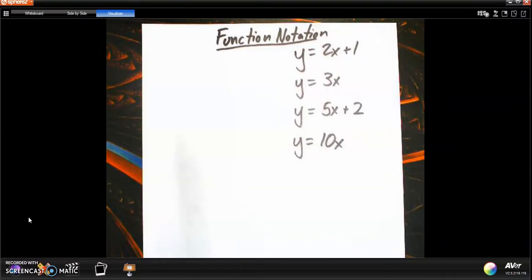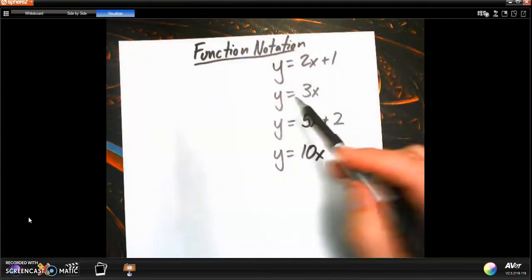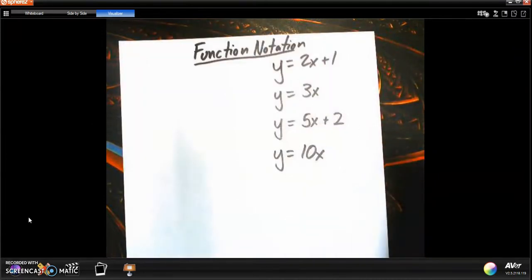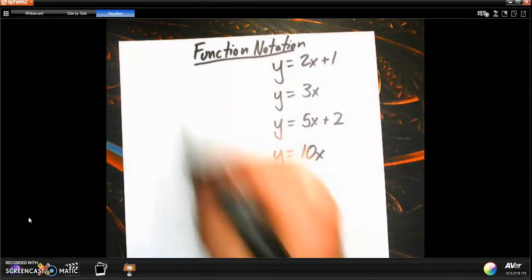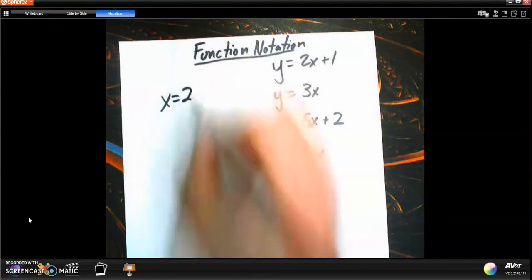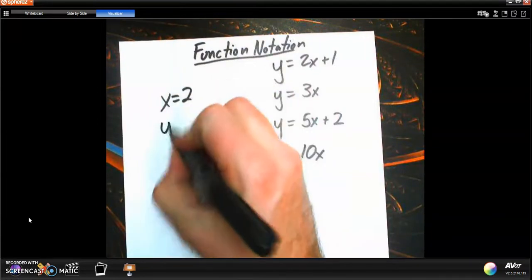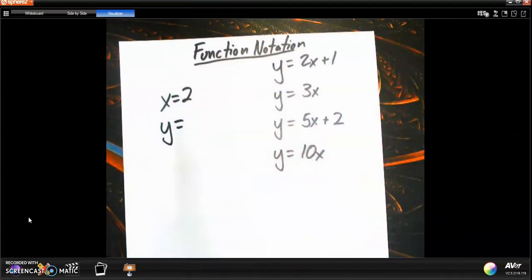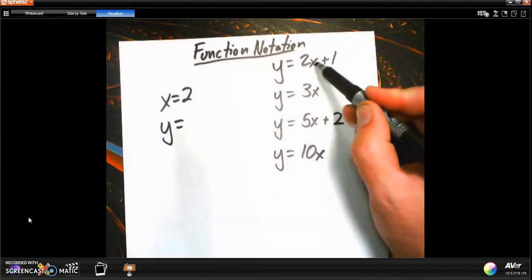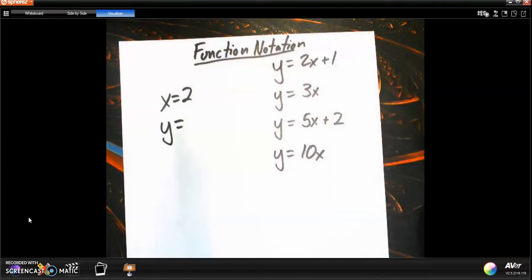Now, if you look here, we have a lot of different equations, right? Like y equals 2x plus 1, and y equals 3x, and y equals 5x plus 2. And the thing is, they all equal y, right? So if I said, okay, x equals 2, what does y equal? Well, if you look at that, you go, okay, if x equals 2, y would equal 2 times 2, which is 4, plus 1, so it equals 5.